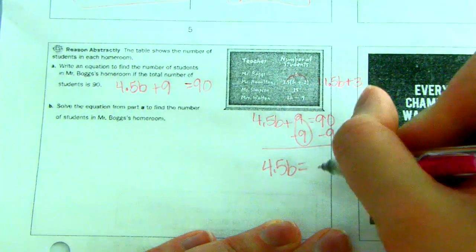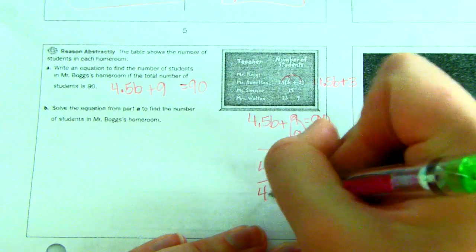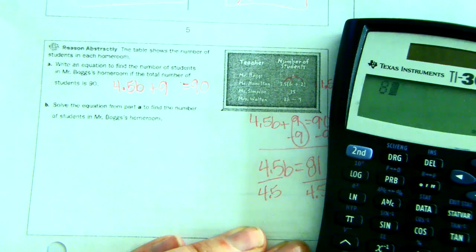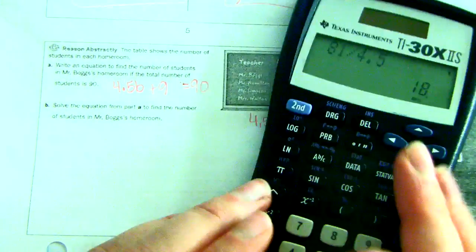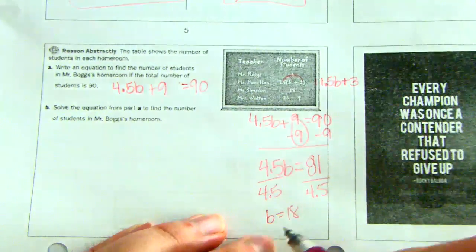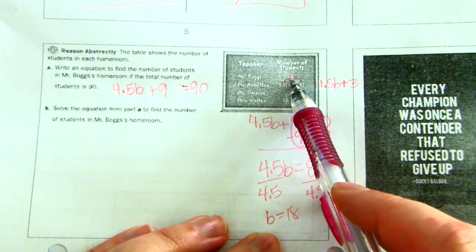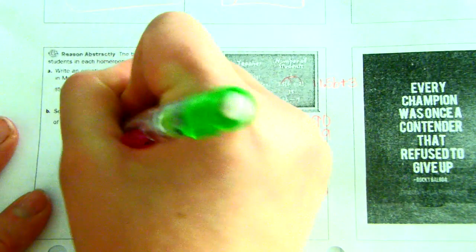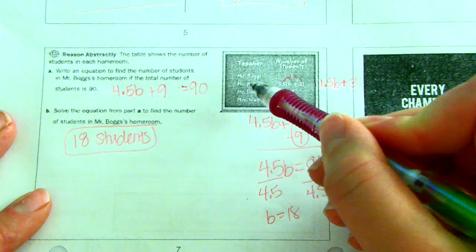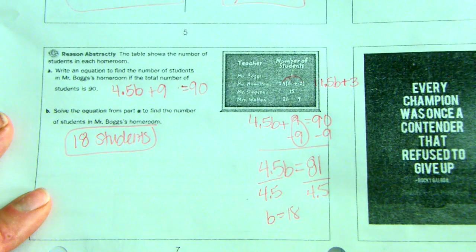Subtract 9 on each side. This is just a two-step equation. We've been working with these for a while. 4.5b equals 81. Divide both sides by 4.5. So 81 divided by 4.5 is 18. So b is 18. Is that Mr. Boggs? Luckily, b is who belongs to Mr. Boggs, so the number of students in Mr. Boggs' classroom would be 18 students. We can use that to figure out every other teacher if we needed to. And just make sure on your homework you know exactly who you're solving for.